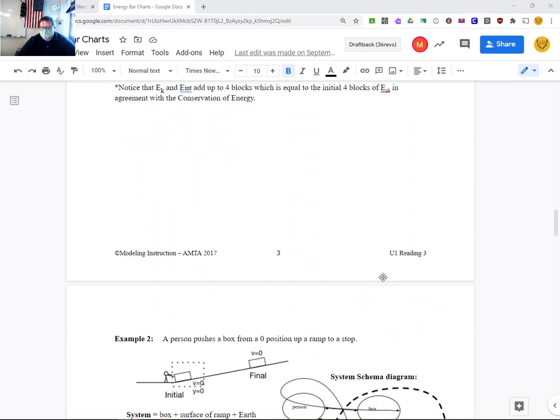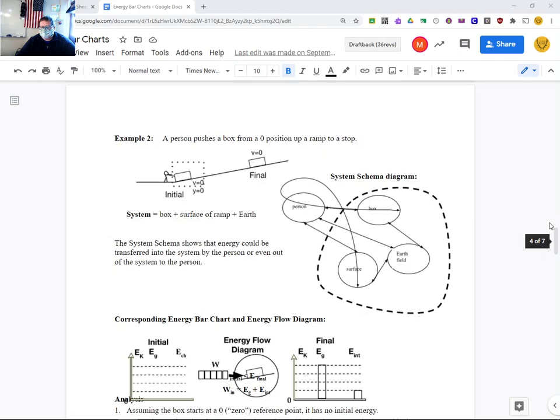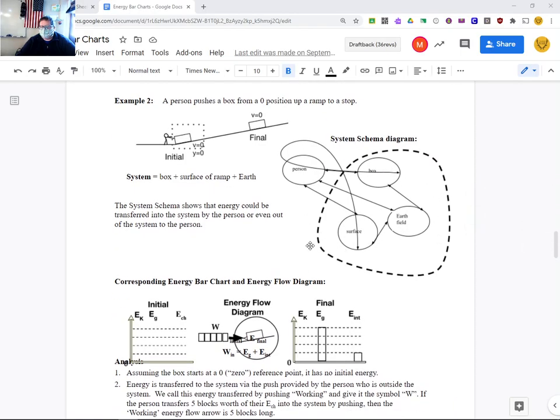In this example here, you'll see an open system, right? It says example 2, a person pushes a box from 0 position up a ramp. So just going to push a box up a ramp. You can see this person, whoever made this, defined the system as the person being outside the system. And of course we know that's where the energy originally comes from. Without that person, right, the box is never going to get up there. It's never going to go up the slope.